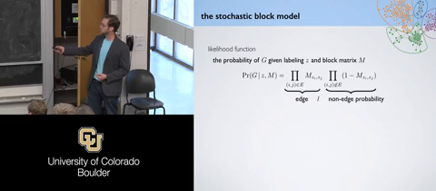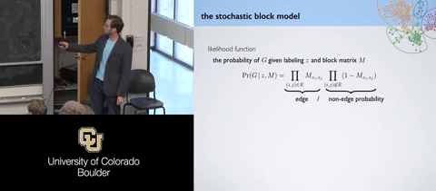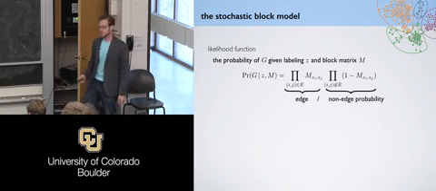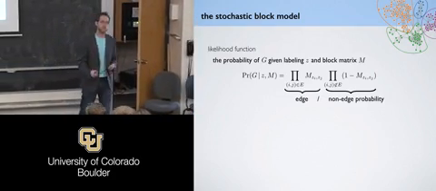One is the probability of generating all the edges. So for each ij that is an edge, the probability that edge exists is just given by the element of the matrix that corresponds to the colors, the pair of colors on that edge. And then the probability that all the things that don't exist is 1 minus that probability for all the edges that don't exist. So this is the probability of generating exactly this set of edges and not any other set of edges.